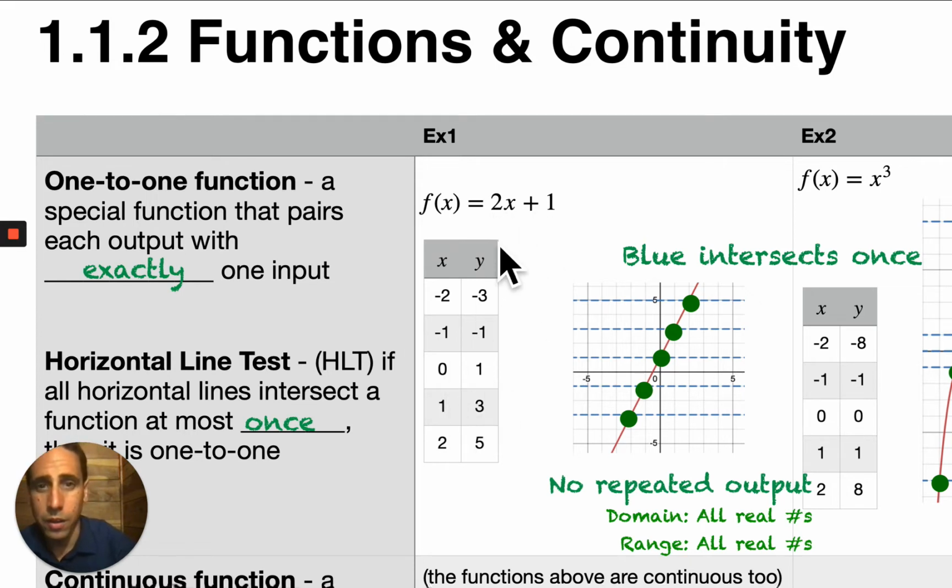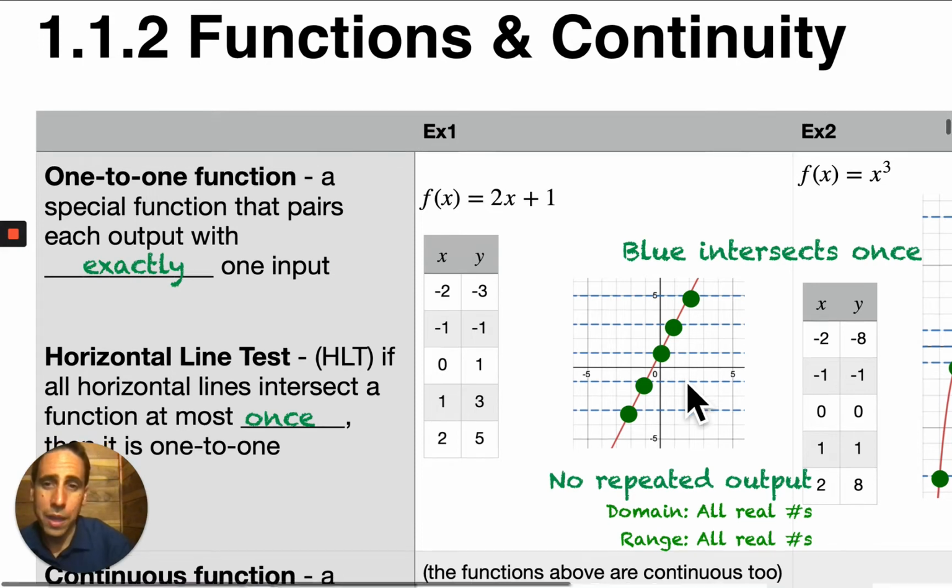An input of 1, 2 times 1 plus 1 is 3. 2 times 2 plus 1 is 5. And it works in the negative direction as well. Each one of these rows turns into a point, and you connect them all, and you can see that it's a function. It passes the vertical line test. That's how you know it's a function. Every vertical line intersects this function at most once.